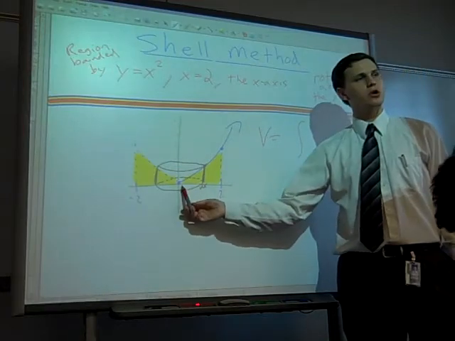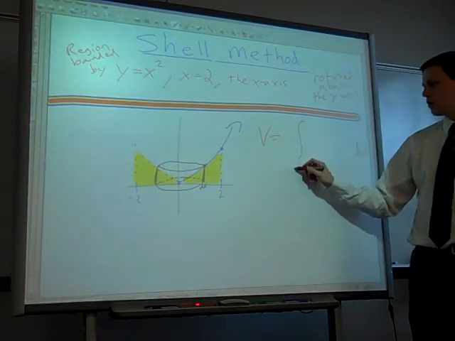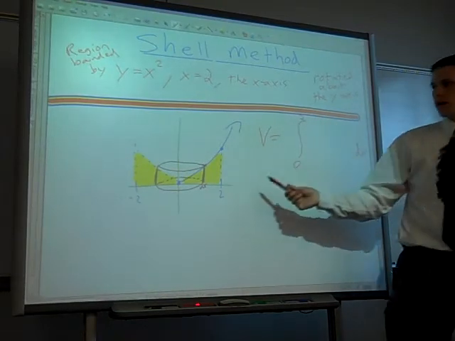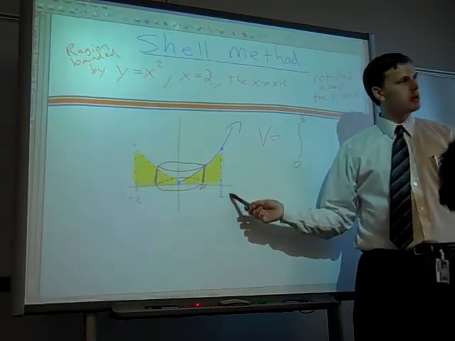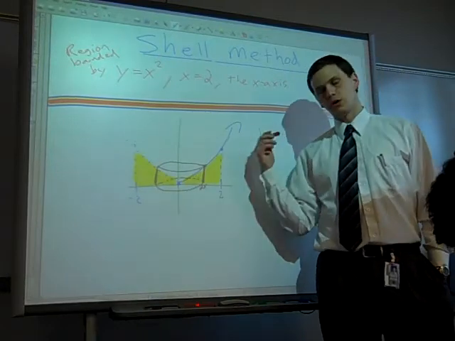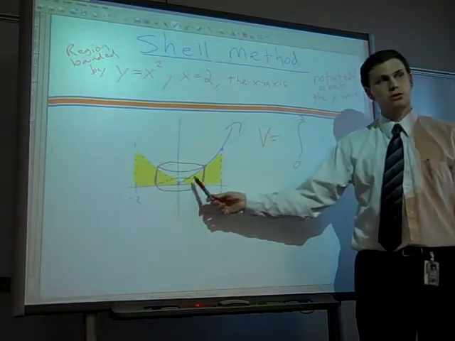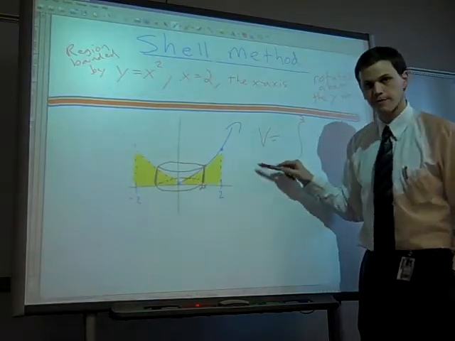And we start at the origin, so we're going to start at 0, and we're going to go to what? 2. A lot of people want to go from -2 to +2, but in the shell method, when you see the formula in a second, we'll take care of this left part of the formula. So you just want to go from 0 to 2, because only one cross-section is moving.